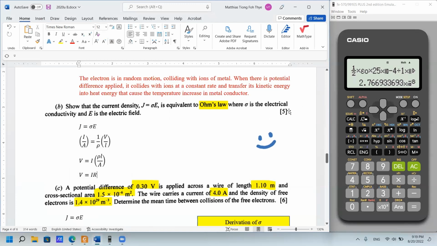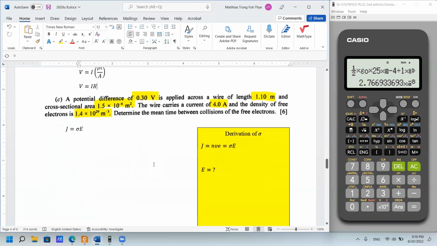So I would say that the 5 marks is quite generous if you know how to do the proving. And proceed to question C. A potential difference of 0.3 volt is applied across a wire of length 1.1 meter and cross-sectional area of 1.5 times 10 to the power of -6 meters squared.